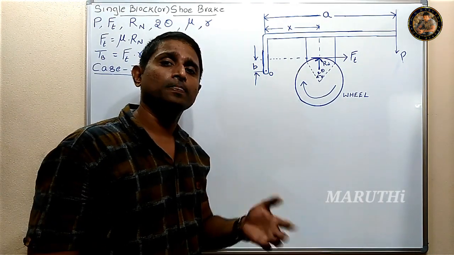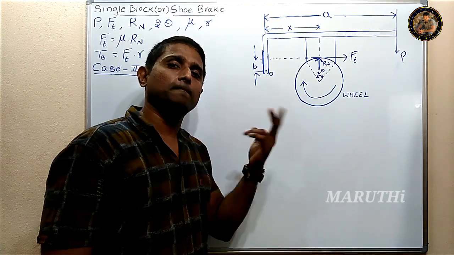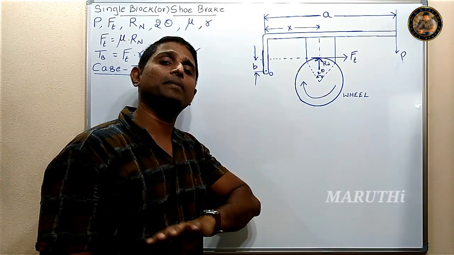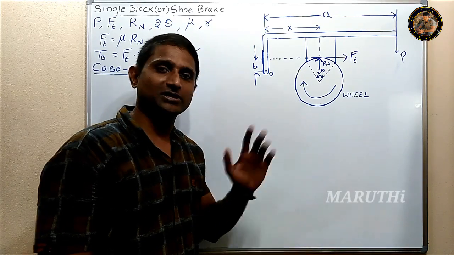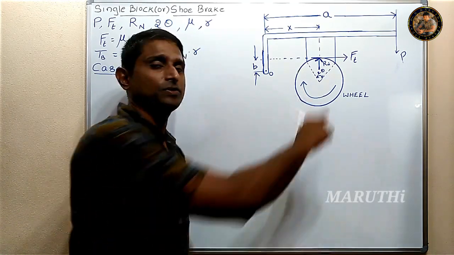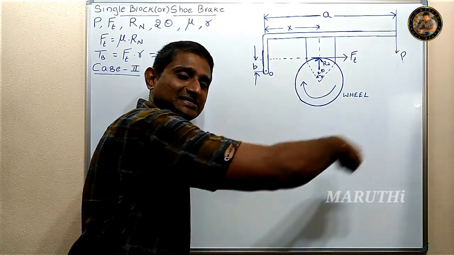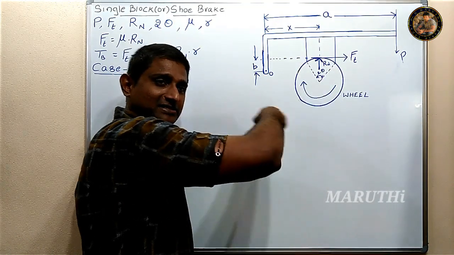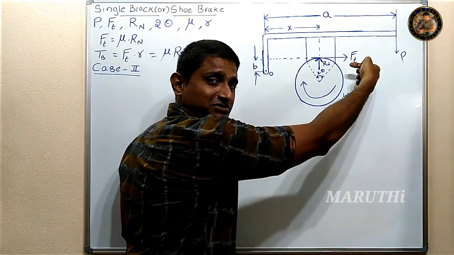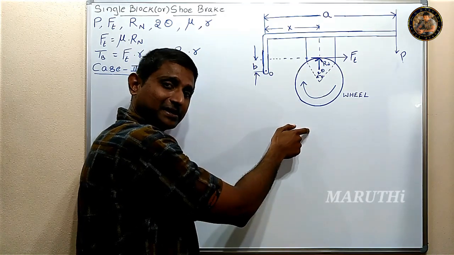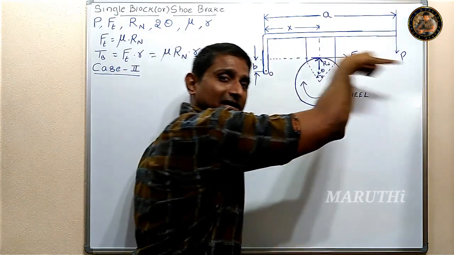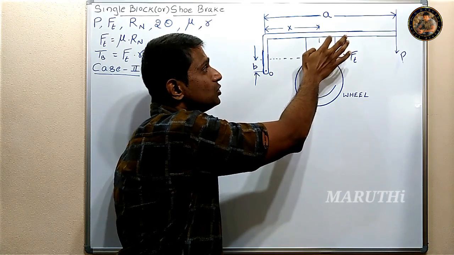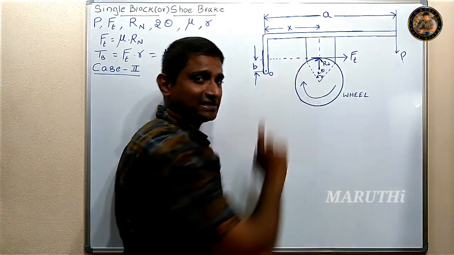And here also there are two possibilities. One is brake drum rotating in clockwise direction, brake drum rotating in counterclockwise direction. So let us start with first of all clockwise direction. So let us take brake drum rotating in this direction. When brake drum rotating in this direction, the friction force is in this direction for brake drum, and it is exactly opposite in the direction for block or shoe. So that's why friction force is in this direction.